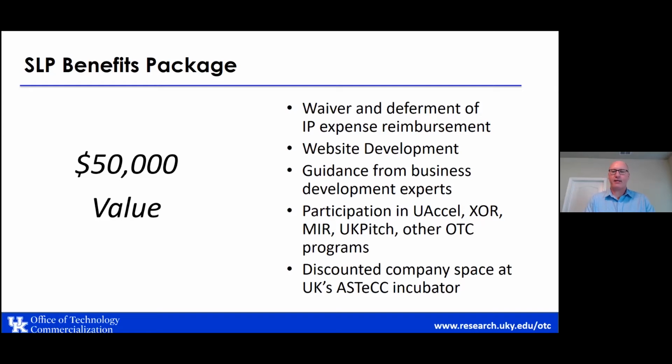And then finally, discounted space at UK's Aztec on-campus incubator facility. So oftentimes, this is the right, most convenient place for UK startups to come and form their company and do some of these early steps of the development process. You have laboratory space. You have lots of other facilities at the Aztec space that are really hard to find and very competitive, very convenient for UK faculty as they move into a startup.